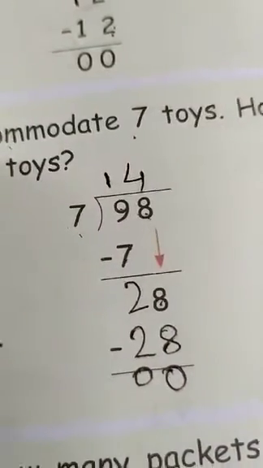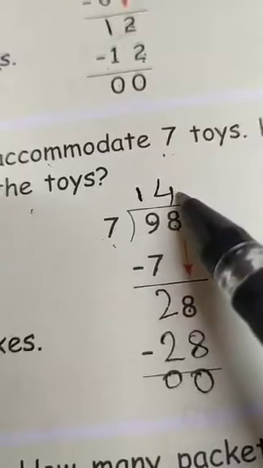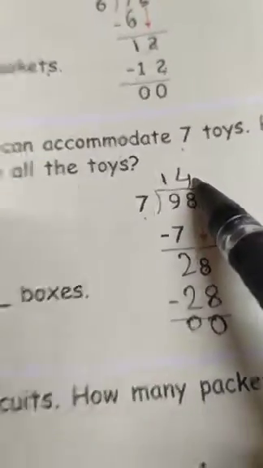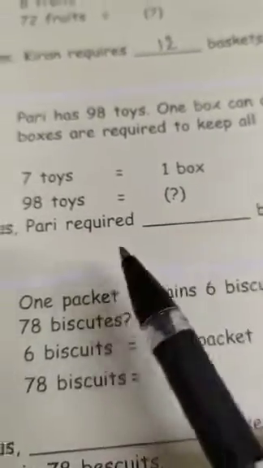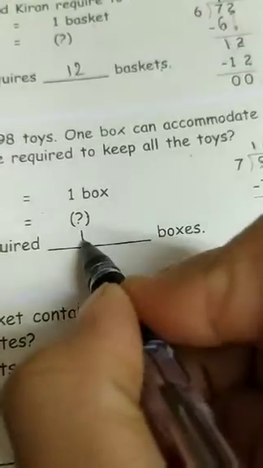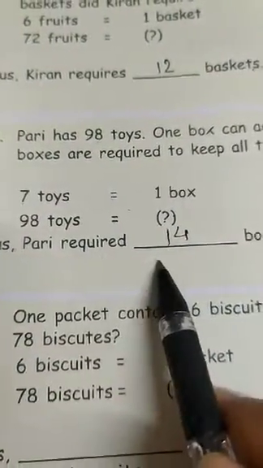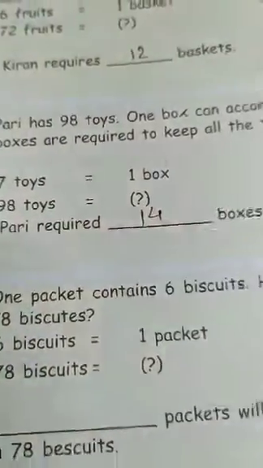Yes. So what is the answer here? How many boxes she required? 14 boxes. And final answer, what we have to write? Thus, Pari required how many? How many boxes? 14 boxes. Yes, so here we completed second problem.